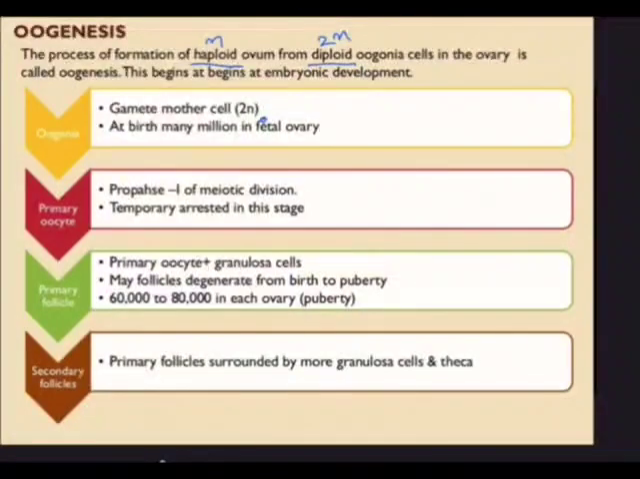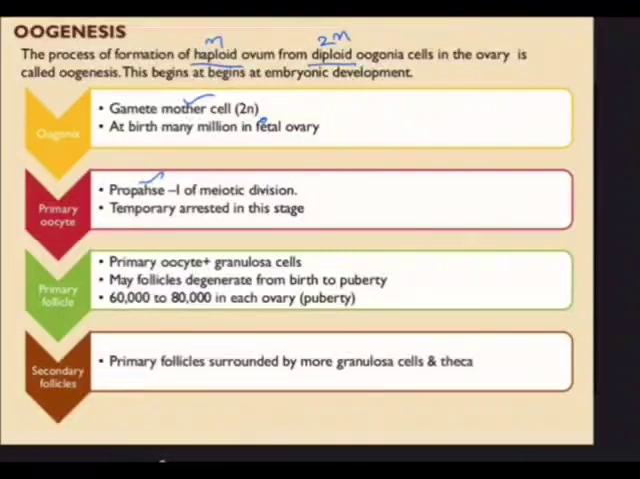How does it happen? As I said, the gamete mother cell, here the ovarian mother cell, having a diploid number of chromosomes, will start undergoing cell division. At birth there will be millions of ovarian cells, and in due course, when it undergoes prophase 1, where do you see this prophase 1? In meiosis. In meiosis I, prophase 1, a lot of changes occur, and a small spherical cell is formed, that is the primary oocyte.